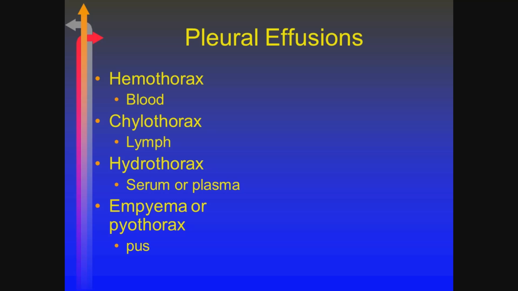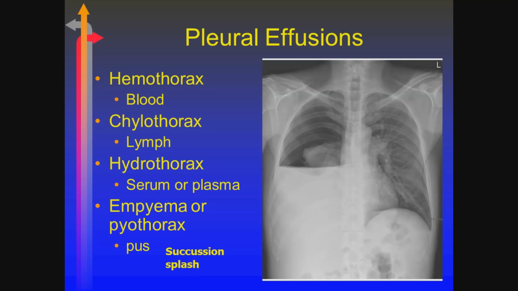Some other definitions. We know hemothorax would be blood, chylothorax would be lymphatic fluid that is accumulating, hydrothorax where it's just some fluid of some kind, usually plasma, and an empyema or pyothorax are where it's disgusting pus that is accumulating in that space. And there's what is known as a succussion splash, that as you actually move the person, you can actually hear the water sloshing around on the inside. Here you can see in the upright position there's a definitive pleural effusion there. Total loss of the costophrenic angle.